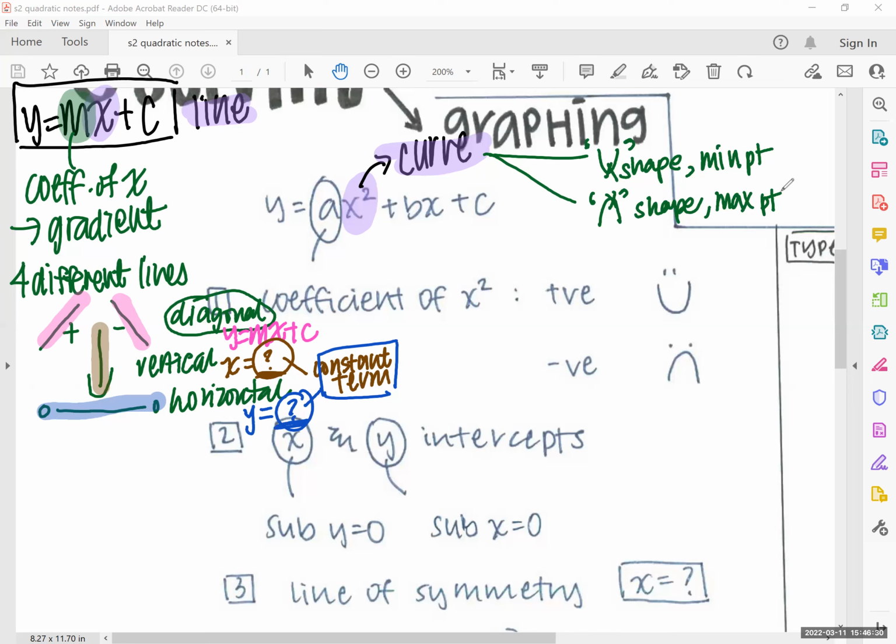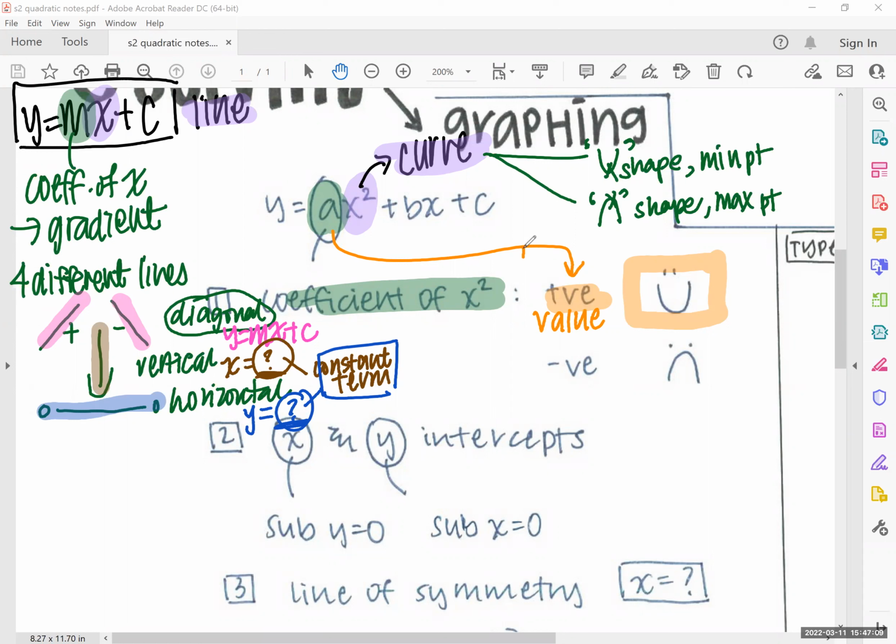So right now, let's learn how to identify them. This A is actually called the coefficient of x squared. The coefficient of x squared, there are 2 types also. Now, guys, imagine if you are a happy person, do you tend to be more positive or negative? A happy person tends to be more positive, right? Meaning, if this A is a positive value, it means that it's a U-shaped curve.